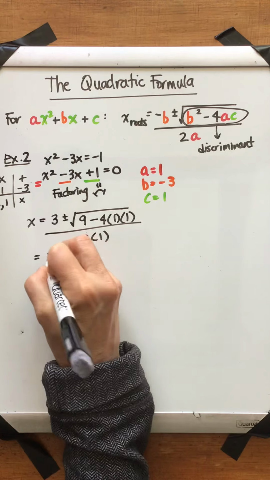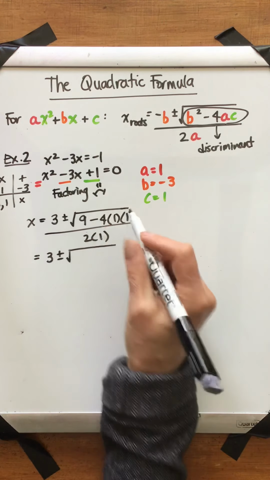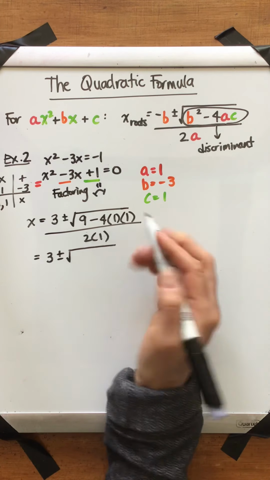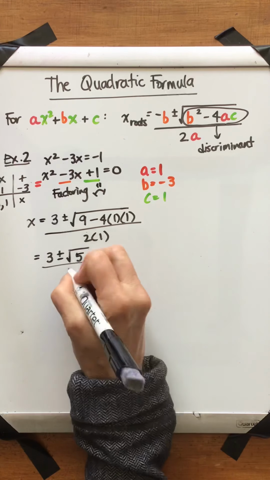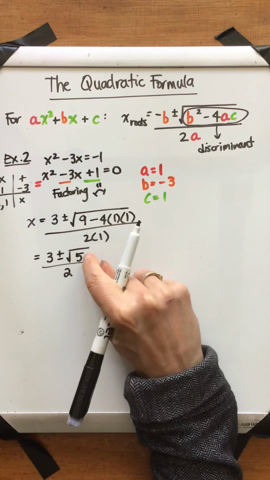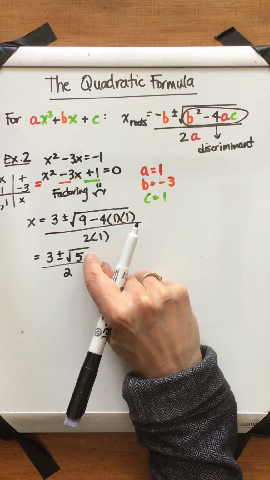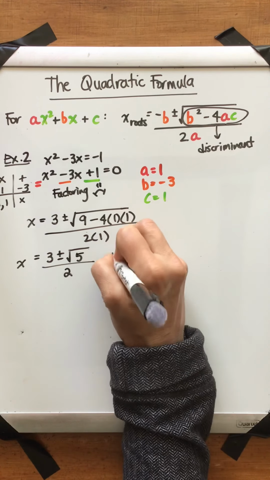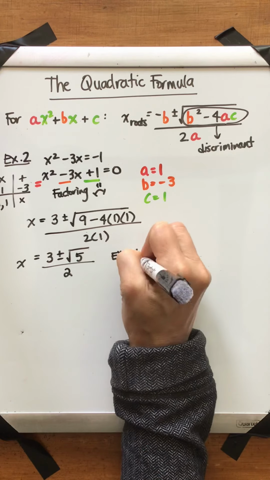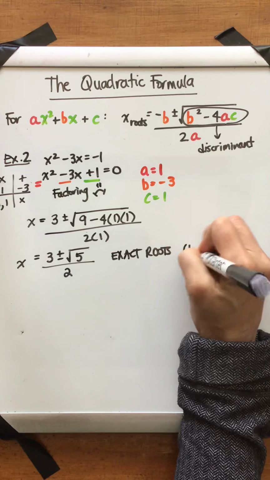Let's simplify. It's equal to 3 plus or minus the square root of 9 minus 4 times 1 times 1. Well, that's going to be 9 minus 4, or root 5, divided by 2 times 1, which is 2. So I've ended up with a discriminant value here of 5 that is not a perfect square root. And so when a question asks you for the exact roots, this is where you would leave it. You would stop right there. The exact roots mean leaving it in radical form. I'm going to write that in here.